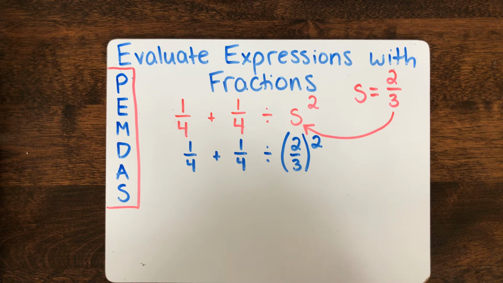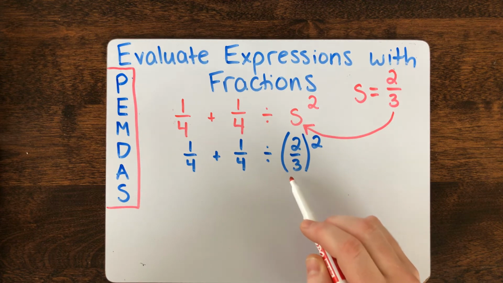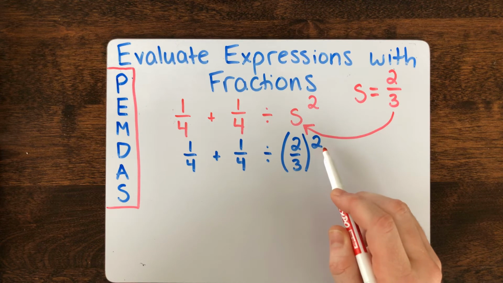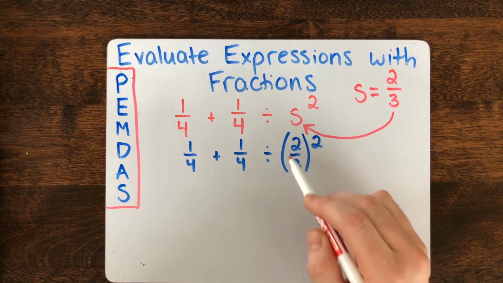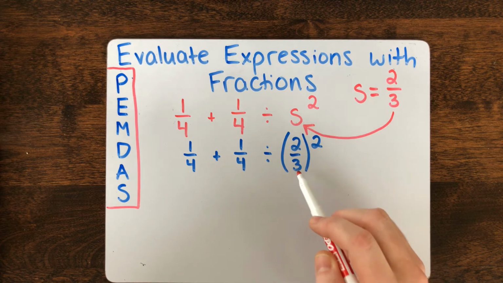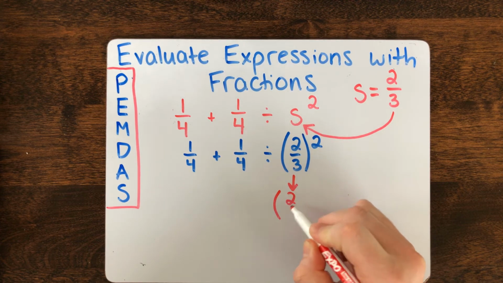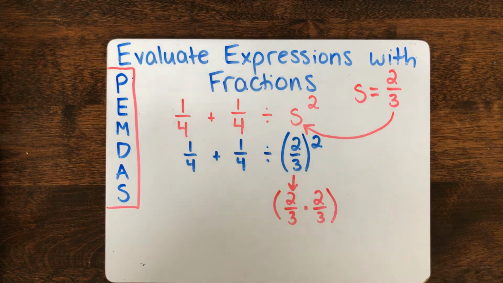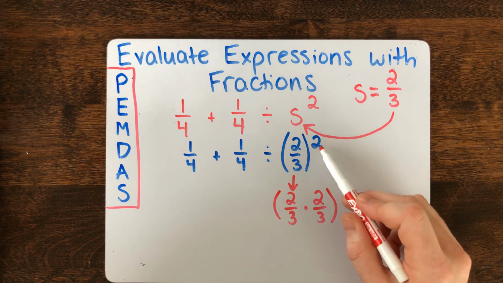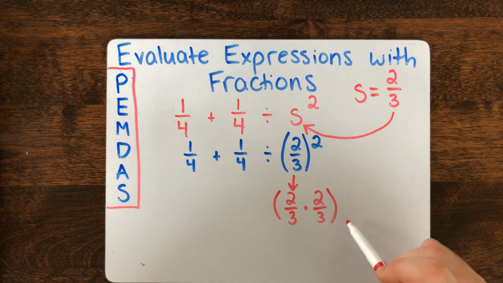Remember our pirate and our parrot and what they said? The parrot said multiply yourself by yourself as many times as I say. So it doesn't mean multiplying it by 2. It means taking that base, which is 2/3, and multiplying it by itself twice. So this is the same thing as 2/3 times 2/3, because we're multiplying it by itself twice. If this was a 3 instead of a 2, it would be 2/3 times 2/3 times 2/3, 3 times.